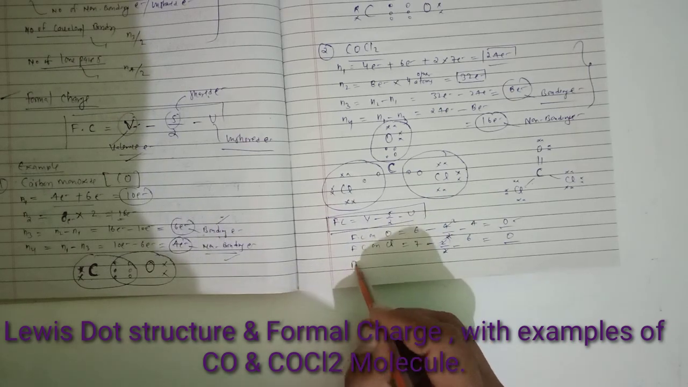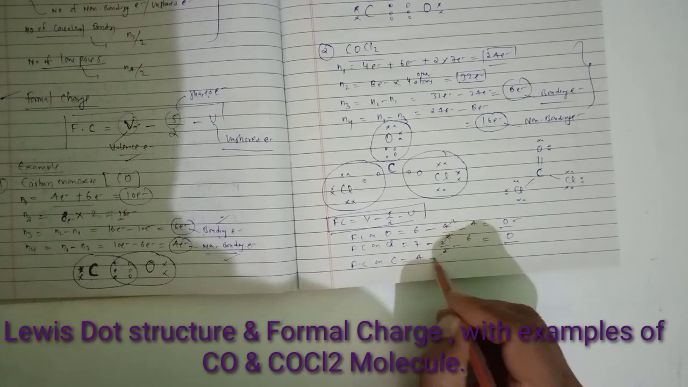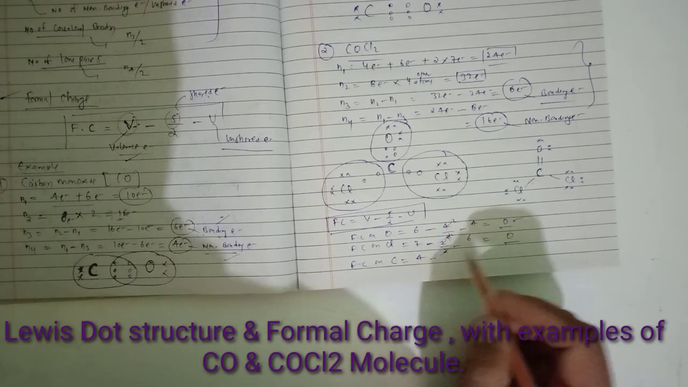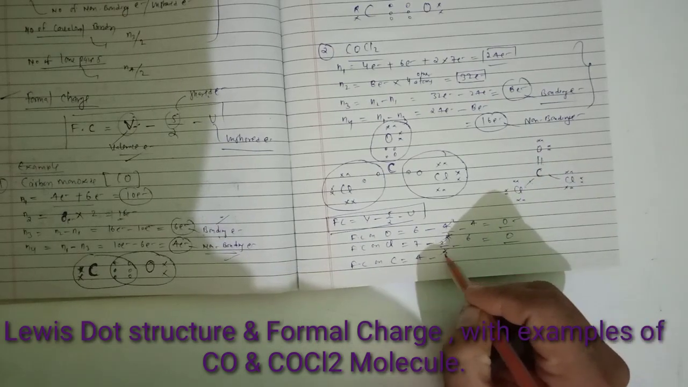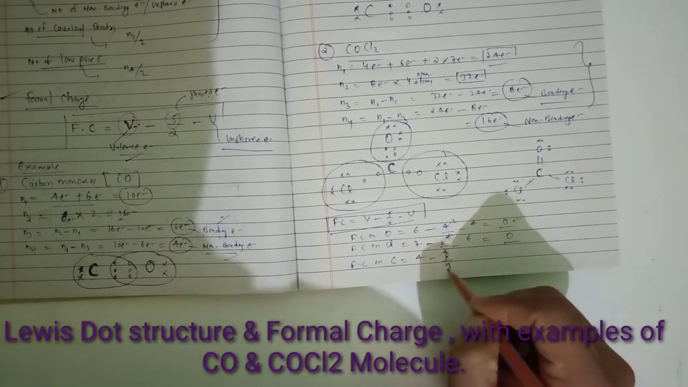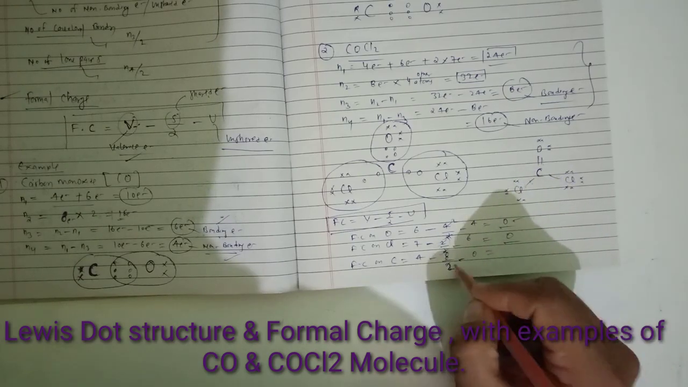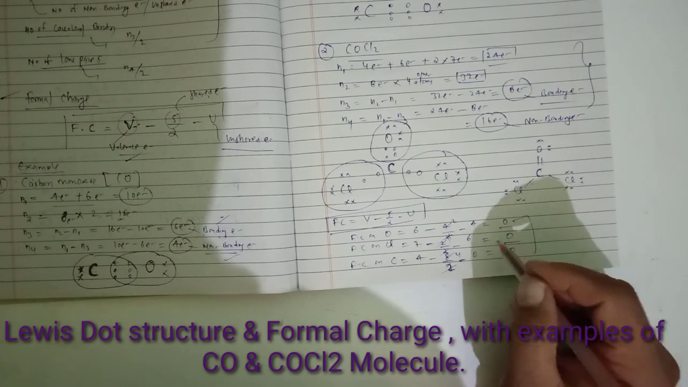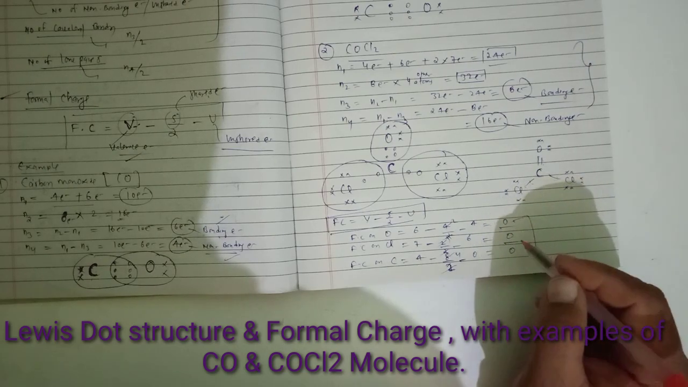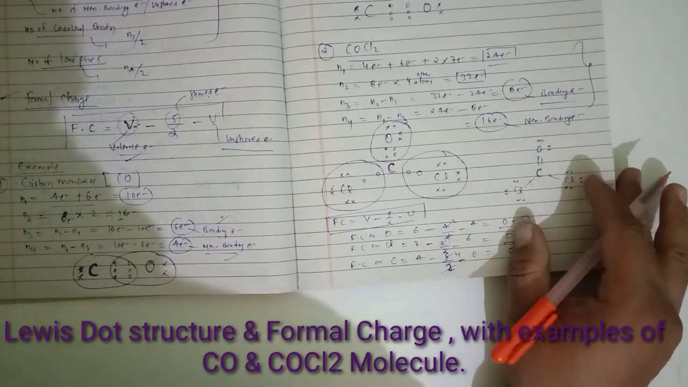Now let us find out the formal charge on carbon. Carbon has 4 valence electrons, minus the shared electrons, 1, 2, 3, 4, 5, 6, 7, 8, so 8 upon 2, minus the unshared electrons, of which there are none, 0. So 4 minus 4 is 0. So the formal charge on oxygen, chlorine, and carbon is 0, so there is no charge overall on the molecule as a whole.